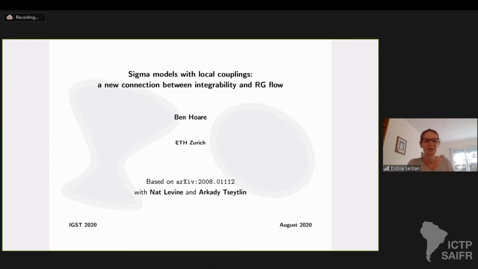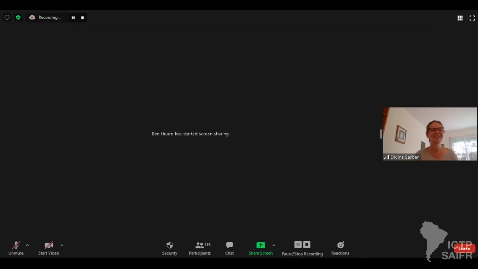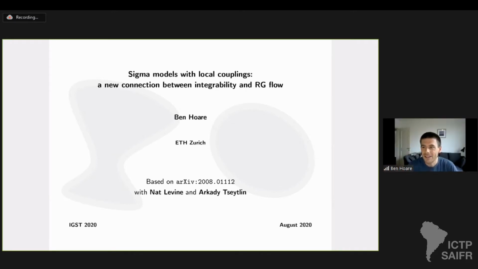Okay, so we will continue with Ben Hoare from ETH Zurich with a talk. Well, right, there we go. Sorry about that. Okay, with a talk about sigma models with local couplings and the new connection between integrability and RG flows.